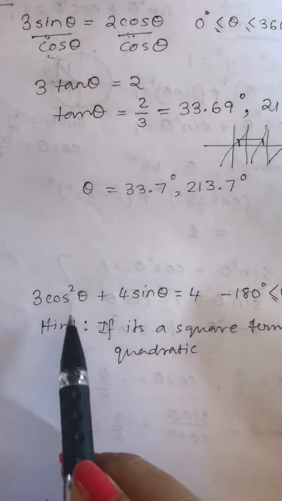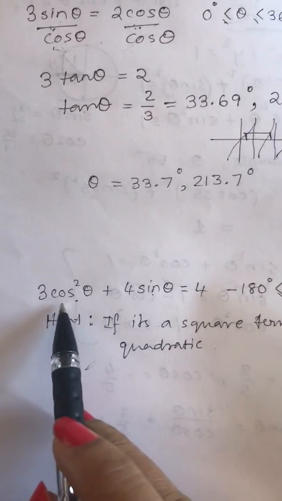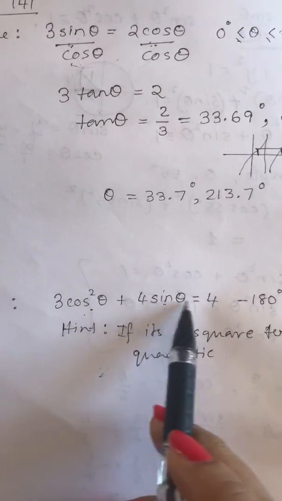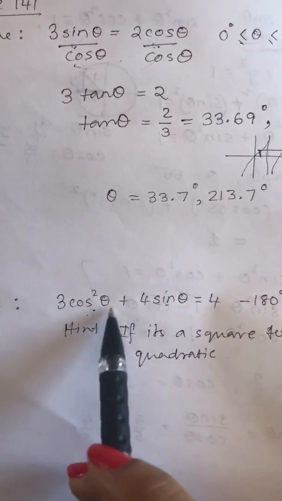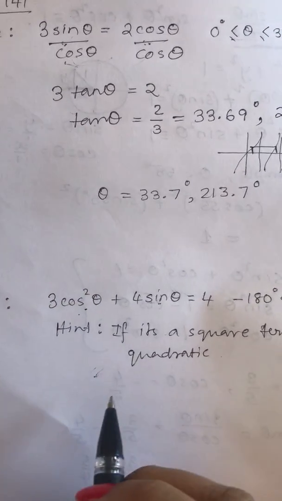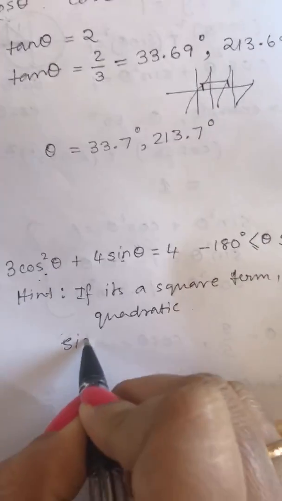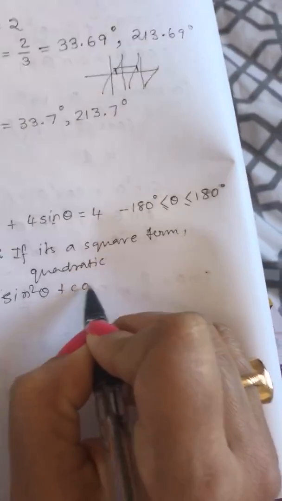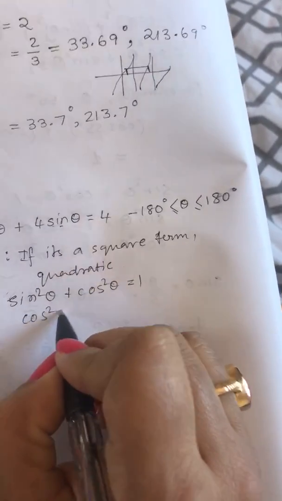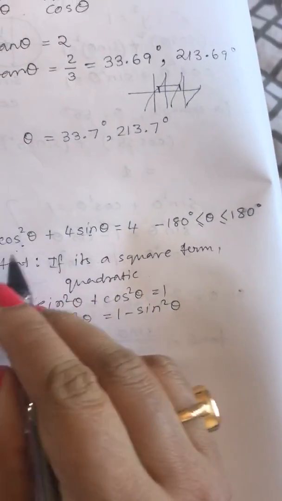Okay, but this is cos and this is sine. The best thing would be to actually have all the terms in either sine or cos. Sine theta you can't do anything, but you can use the new identity that you have learned to change cos squared theta to sine. How? Because you know sine squared theta plus cos squared theta is 1. So cos squared theta must be 1 minus sine squared theta. And you replace that here.